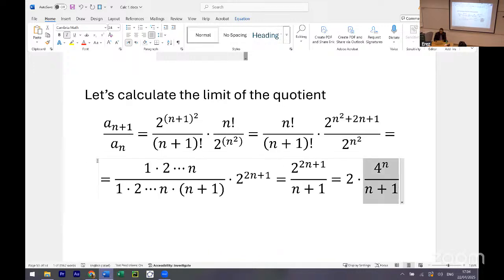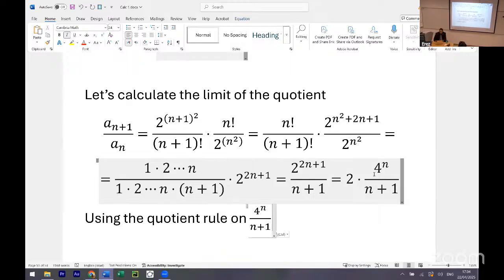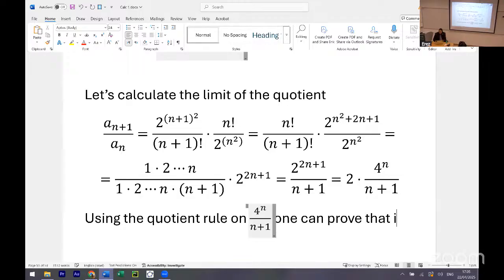Okay, let's use the quotient rule on this. Sometimes students fear, saying, can we use the quotient rule twice? Yes, because this is a sequence by its own. We can use the quotient rule on it. That would be quite easy. One can prove that it tends to infinity.